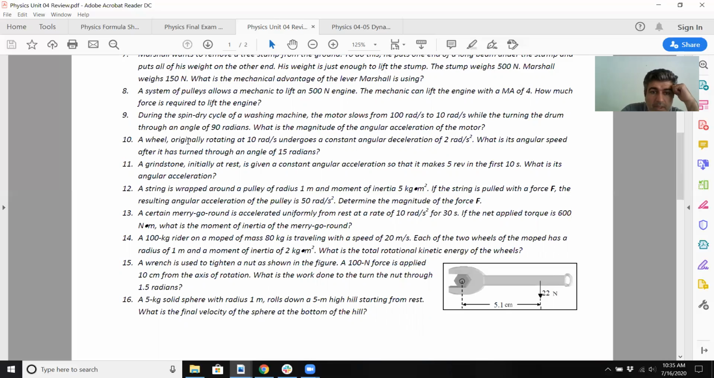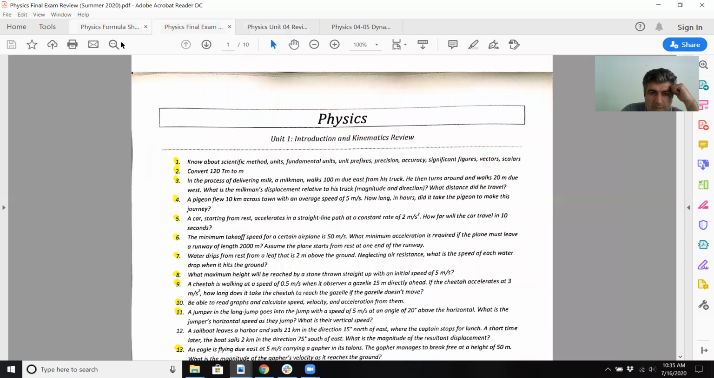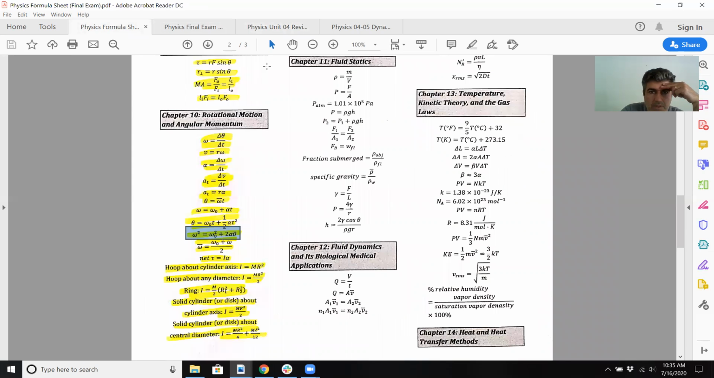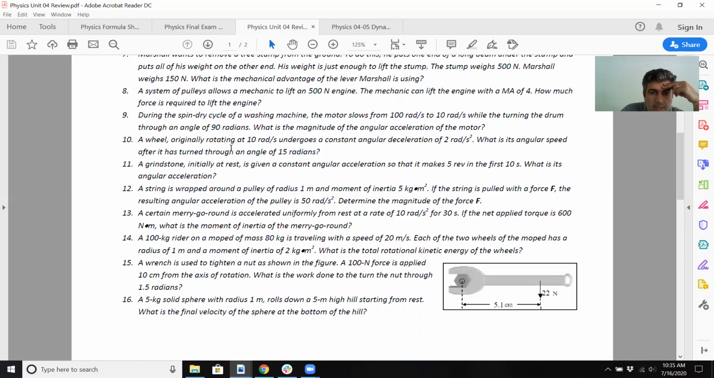angular acceleration, mind you. A wheel originally rotating at 10 rad/s undergoes constant acceleration. What's the angular speed? So you use the same formula again. Same thing right here. So you should be fine for that one.